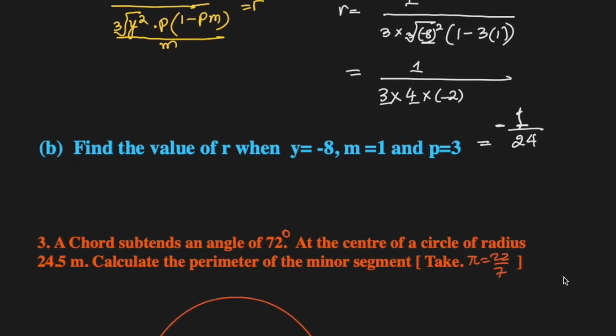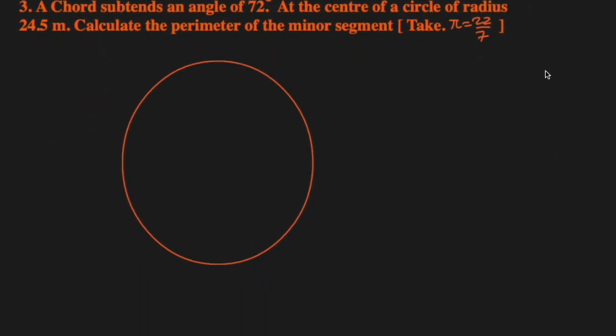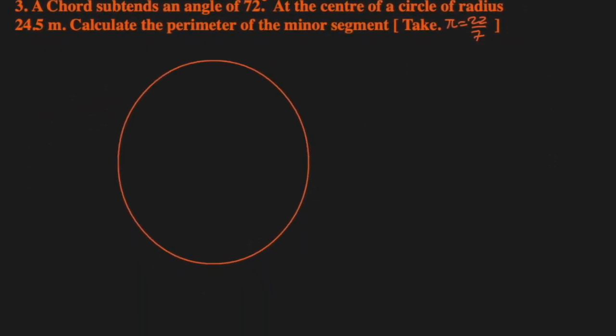Next question. A chord subtends an angle of 72 degrees at the center of a circle. So let's say this is the center of the circle O, and it is subtending an angle of 72 degrees. And this is the chord. Calculate the perimeter of the minor segment. Okay, minor segment will be this line plus this arc, right? The length of the chord plus length of the arc.